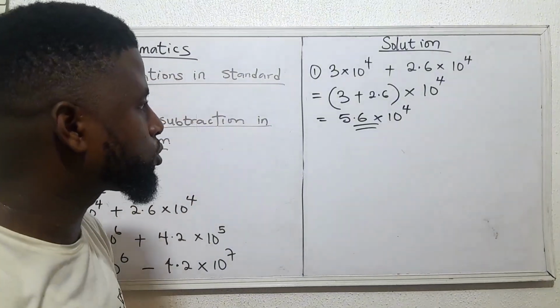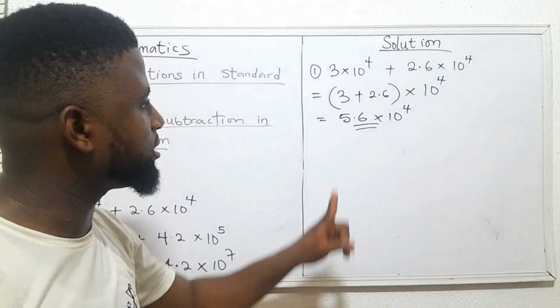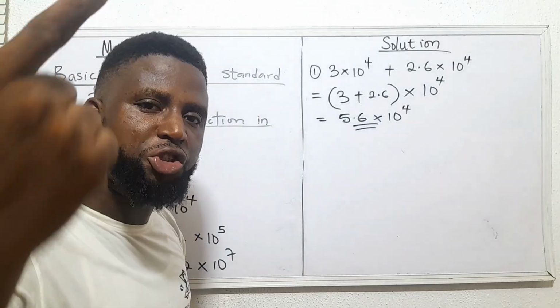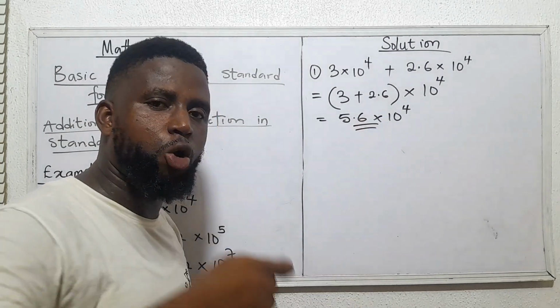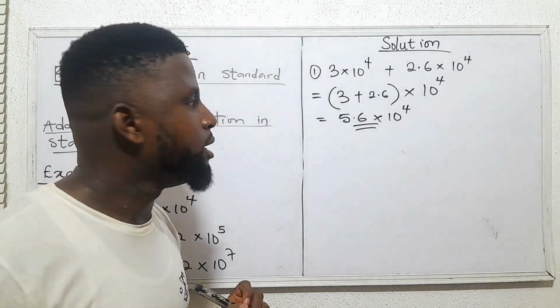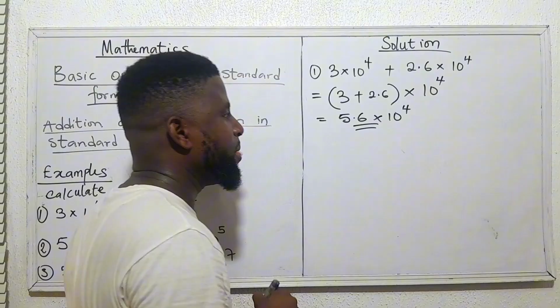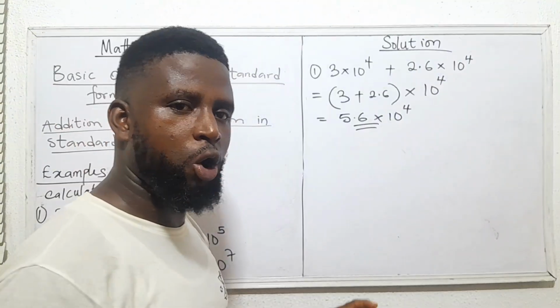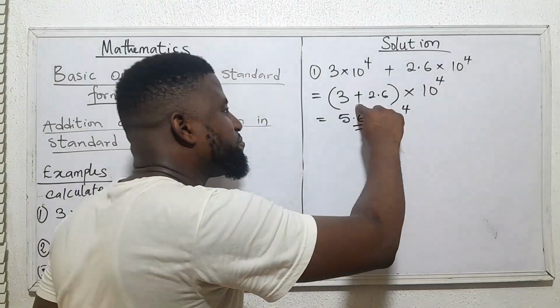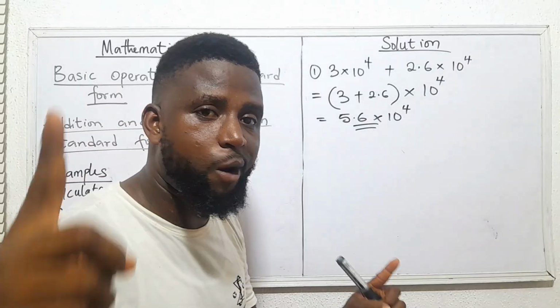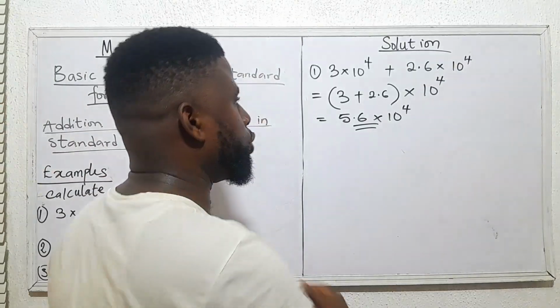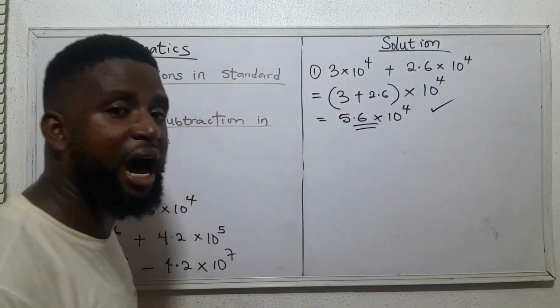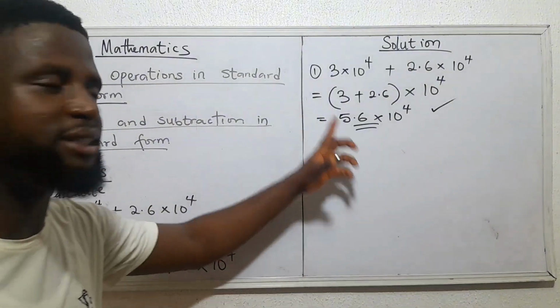This is our result. Before we conclude that this is our result, we need to first check if it is a correct standard form. That is, this is our a. Is it greater than 10 or is it less than 1? Now, 5.6 is definitely greater than 1 and it is less than 10. So it is a correct standard form.